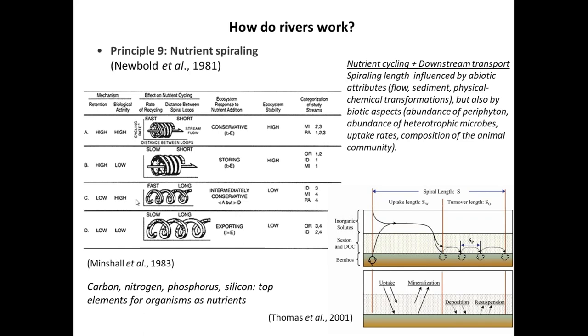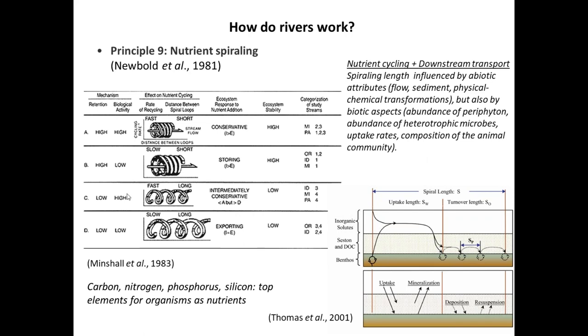In brief, this hypothesis or theory explains that the length of the spiraling, or the way in which those nutrients move and are taken up in the river, is influenced by abiotic elements, for instance flow, sediments, or chemical transformations, but also by biotic aspects, for instance periphyton, abundance of microbes, uptake rates, or composition of the animal community. So the way nutrients are taken up is ruled by this kind of spiraling, where some elements are cycled in the same reach while others are transported to reaches downstream from where we are studying the system.